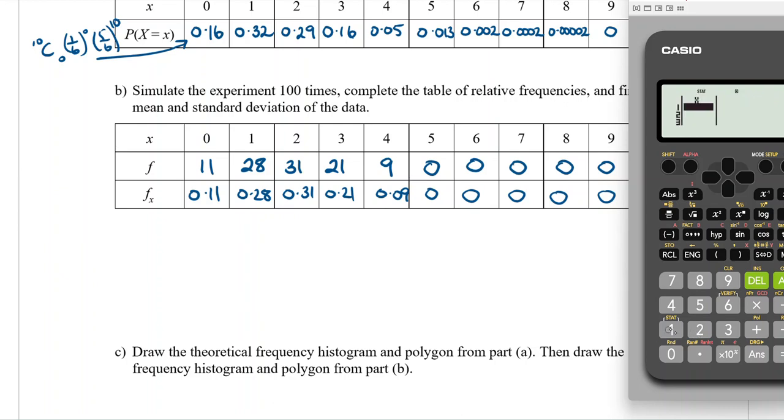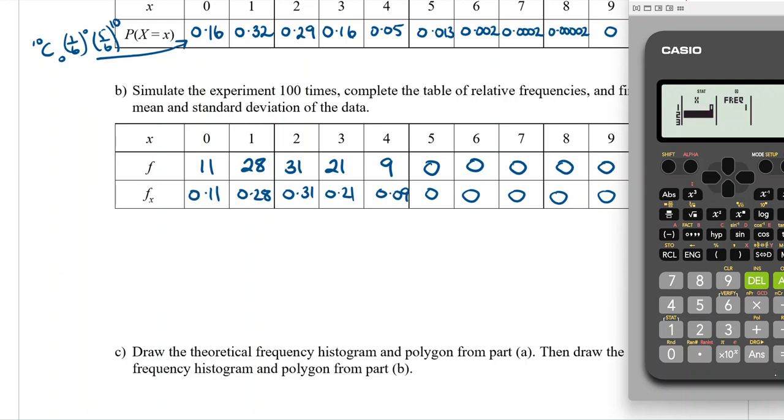So mode 2, 1 for one variable, but we need 2 variables. So we go down and I go 3 for stats and I turn the frequency on. So you're doing the score versus the frequency. So the first 2 rows, so 0. Oh, I have to go back and do it again.